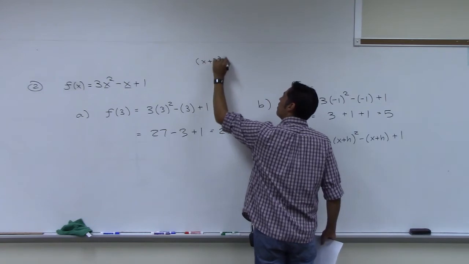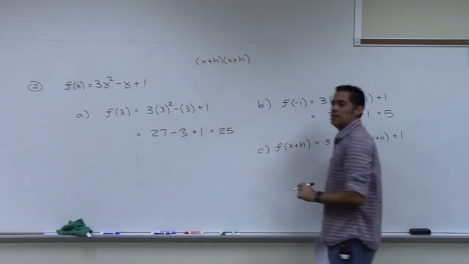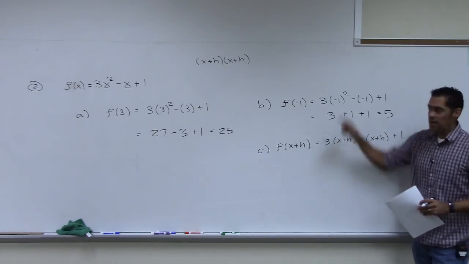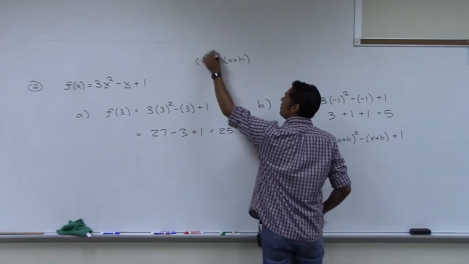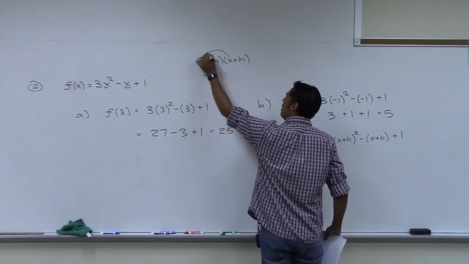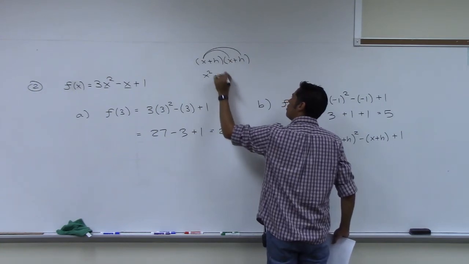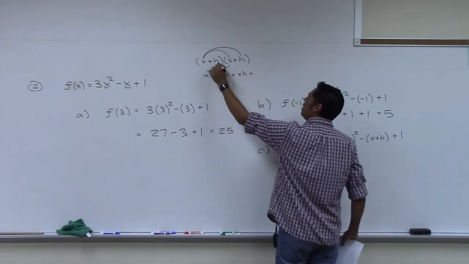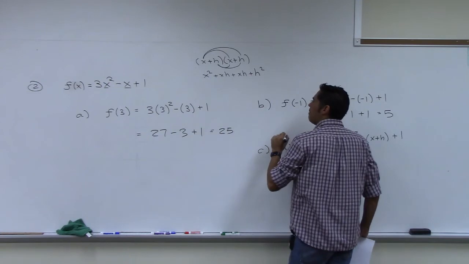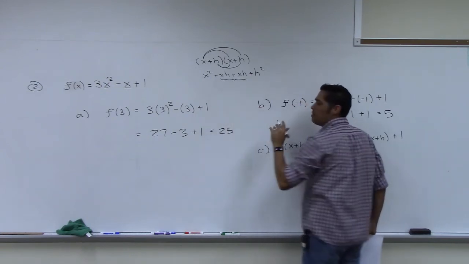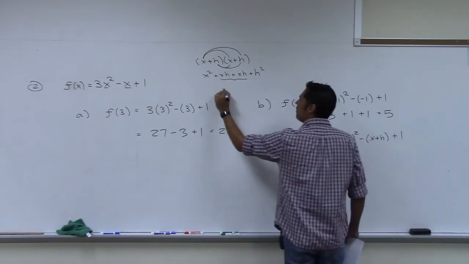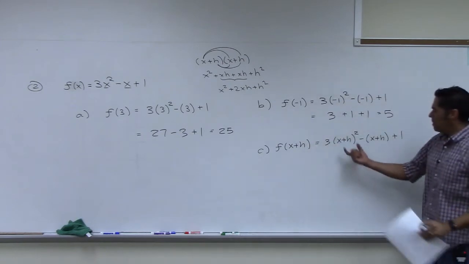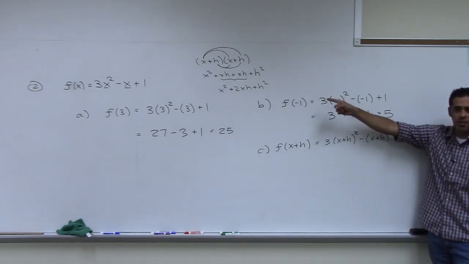X plus h squared means x plus h times x plus h. You do not just square each one, right? You don't put x squared plus h squared. That's incorrect. You have to do the FOIL. So x times x is x squared, x times h is xh, h times x is also xh, and then plus h times h, which is h squared. The middle two are like terms. They're both xh, so put them together. I get 2 of them. So this piece right here, x plus h squared, turns into those 3 terms.